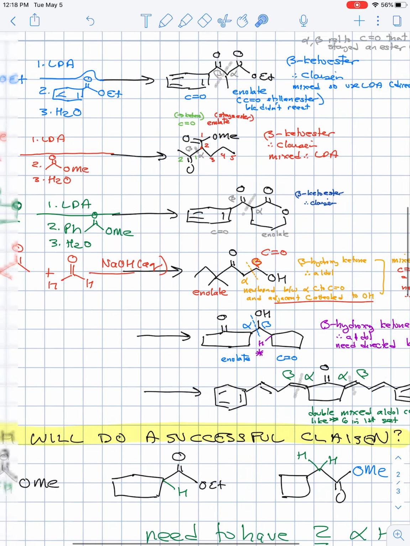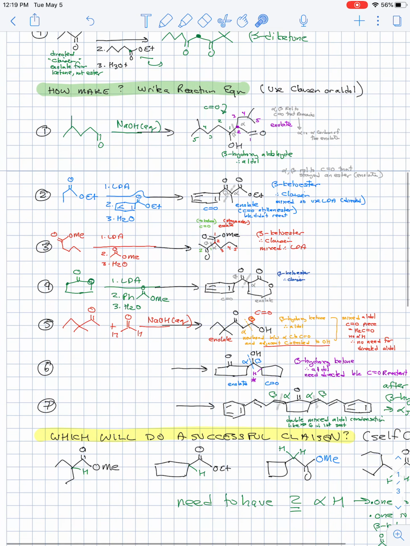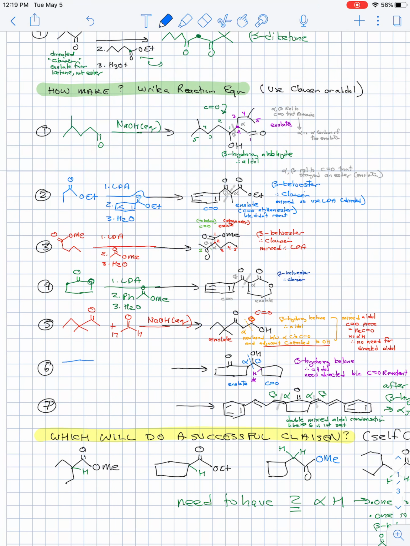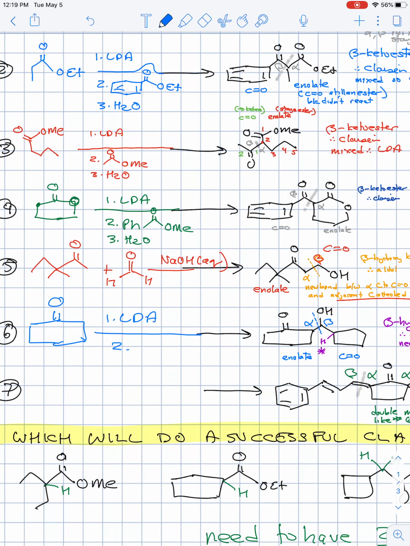So the piece on the left needs to be the enolate, and so that is our old friend cyclohexanone. So we're going to take our cyclohexanone and we're going to react it first with LDA, and then we're going to react it with this somewhat large aldehyde.